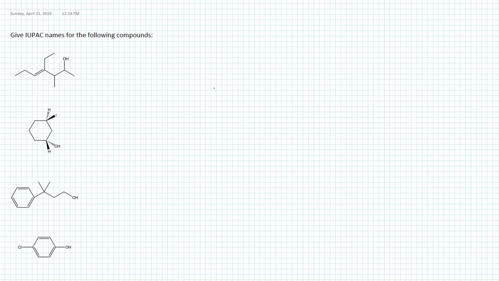Hi, in this tutorial we are going to solve a question related to naming of alcohols and phenols. The question asks, give IUPAC names for the following compounds. Let's start from the first option. In the first option, let's look at what kind of molecule this is. This contains a hydroxy functionality and an alkene functionality together.